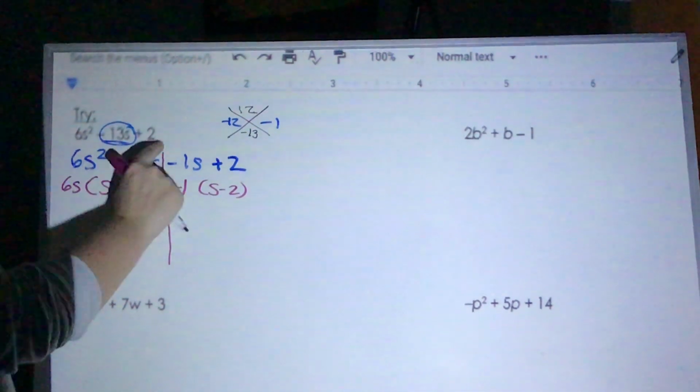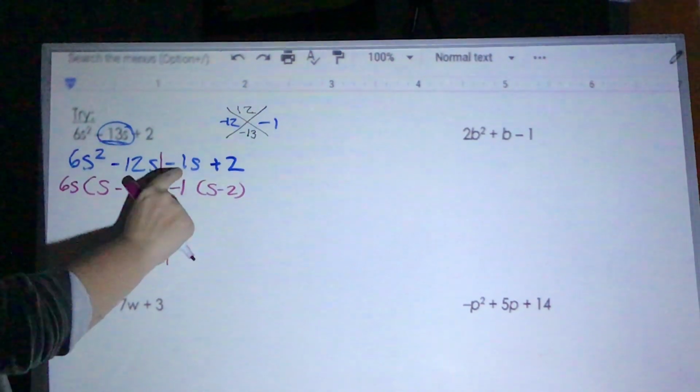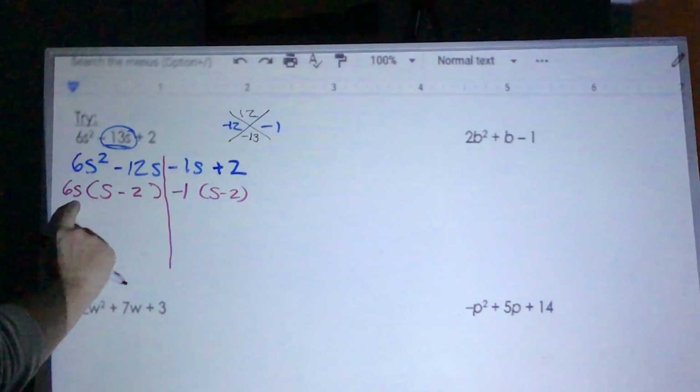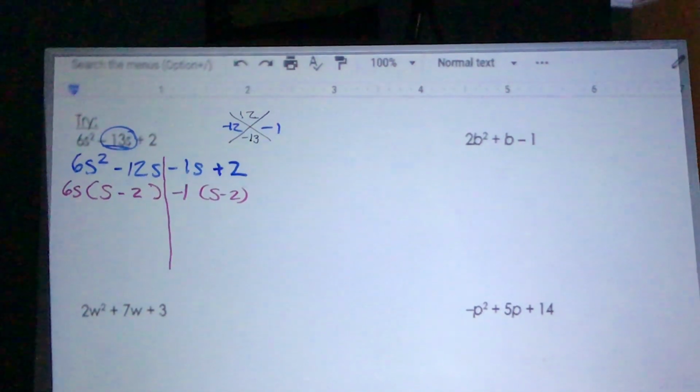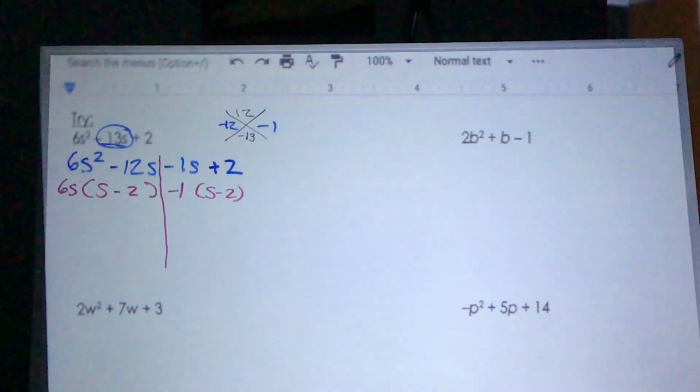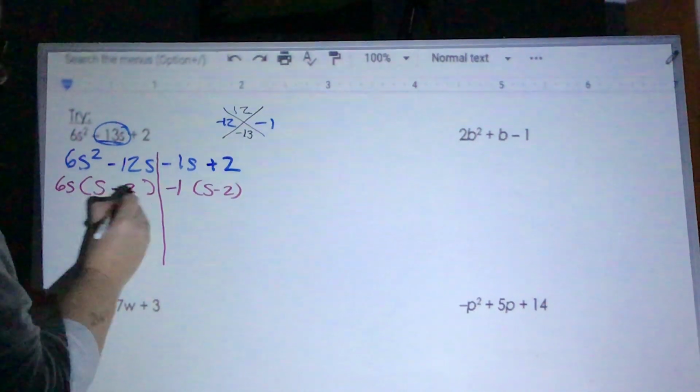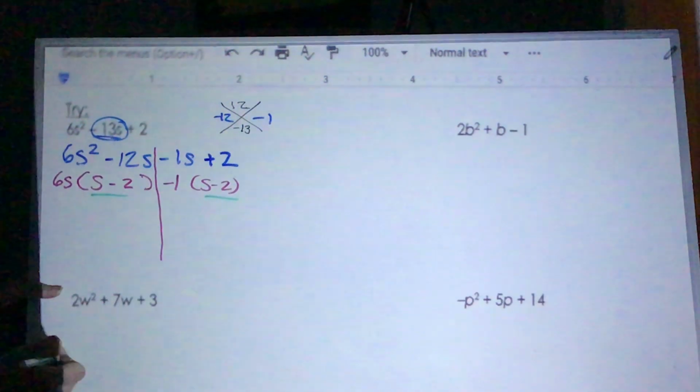So once you split, you take a GCF on each side. The GCF is then written with the parentheses. If you do it correctly, your two parentheses should match. So if these two didn't match, I would be wrong.